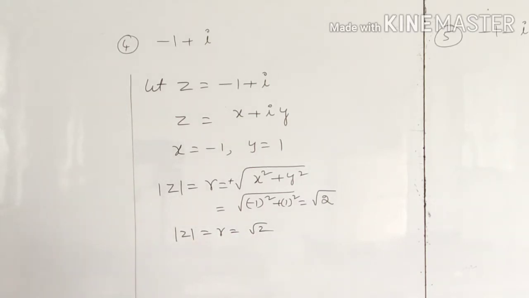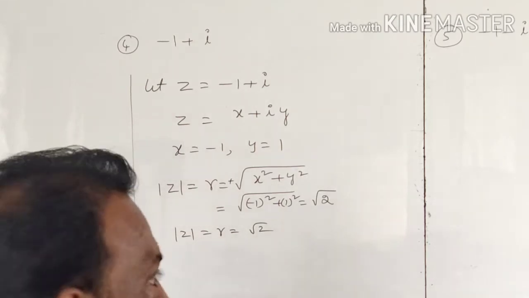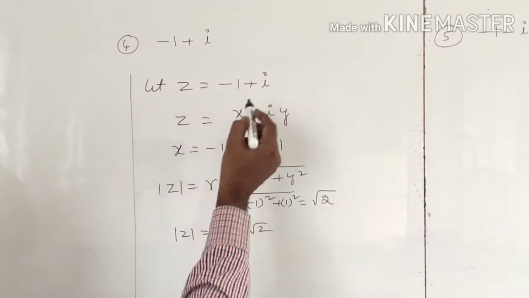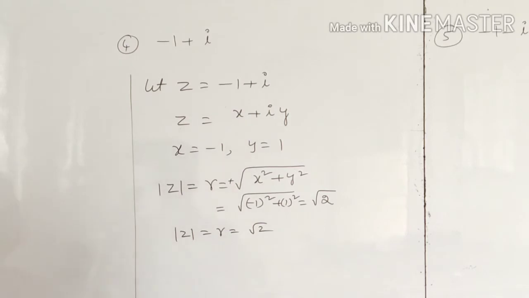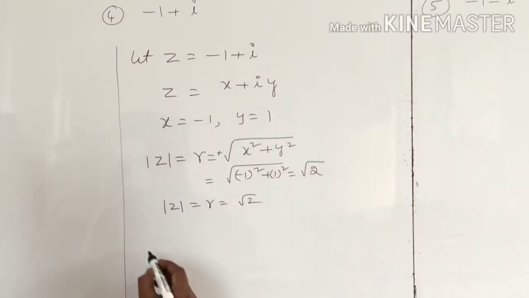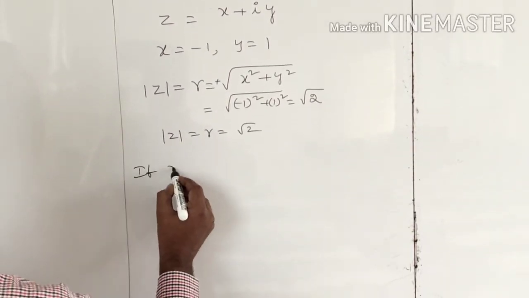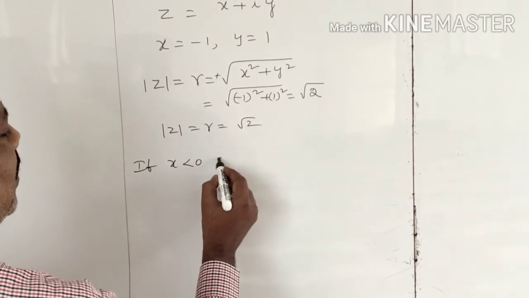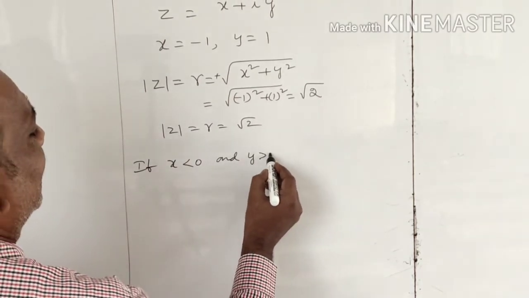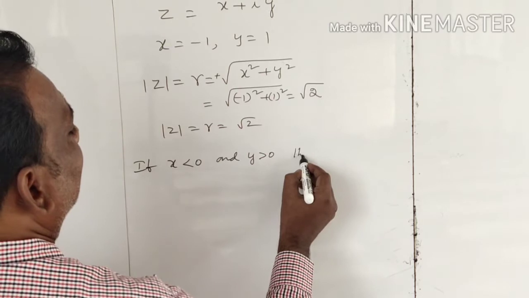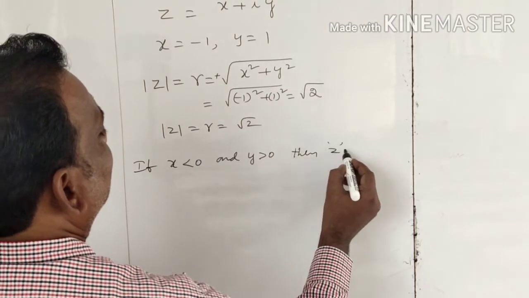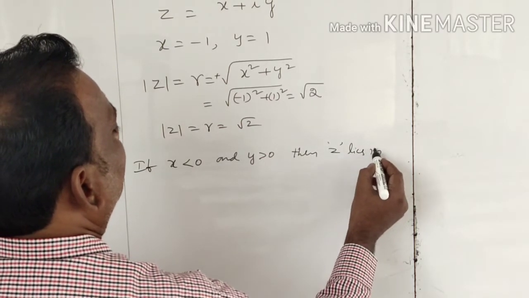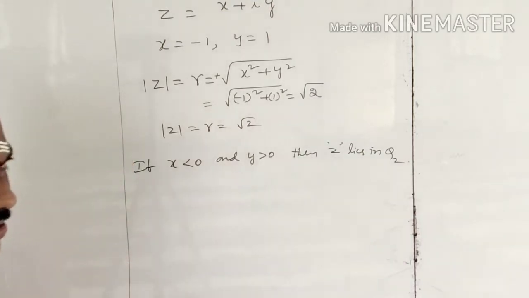Now we got r value. Next we need theta value. Theta is nothing but argument. See, this complex number lies in which quadrant? X value negative, y value positive. If x less than 0 and y greater than 0, then z lies in quadrant 2. Correct, students? X value negative, y value positive.